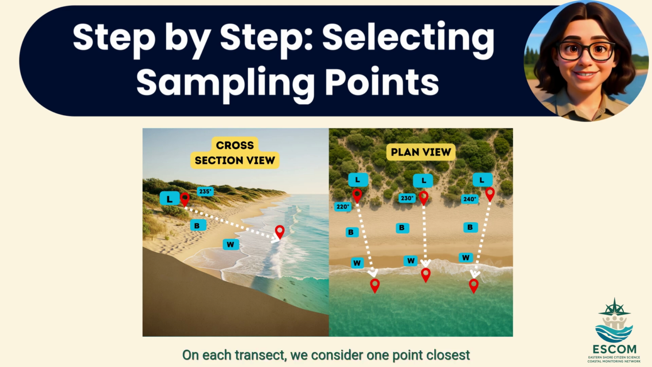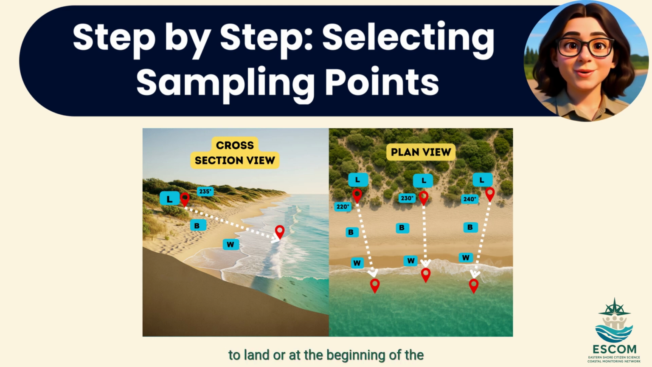On each transect, we consider one point closest to land or at the beginning of the profile, another point in the middle or in the berm, and the last point in the wave wash zone. We compare it visually with the card to identify the predominant size.